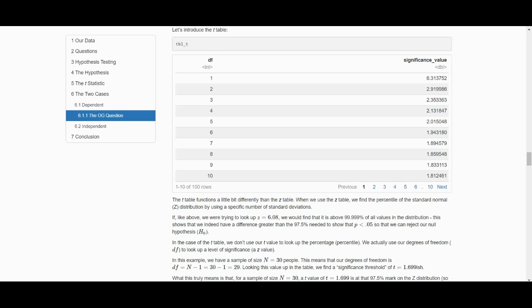Well, in the case of our t-table, we don't actually use our t-value to look up the percentage. We actually use our degrees of freedom. And this goes back to the whole considering the error concept. In this example, we have a sample of size n equals 30 people. So this means that our degrees of freedom is df equals n minus 1 equals 30 minus 1, which is 29. Looking this value up in the table, we find a significance threshold of, here's 29, t equals 1.699.